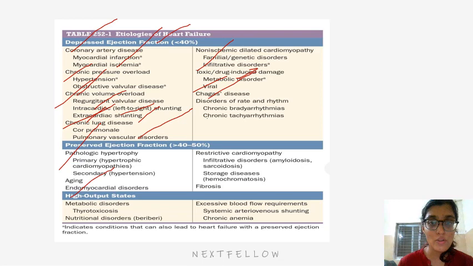Disorder of rate and rhythm: chronic bradyarrhythmias and chronic tachyarrhythmias. With preserved ejection fraction: pathologic hypertrophy, primary hypertrophic cardiomyopathy, secondary hypertension, aging; myocardial disorders, restrictive cardiomyopathy like infiltrative disorders like amyloidosis and sarcoidosis, storage disorders like hemochromatosis, and fibrosis. High output states: metabolic disorders like thyrotoxicosis, nutritional disorders like beriberi, excessive blood flow requirements like systemic AV shunting, and chronic anemia.